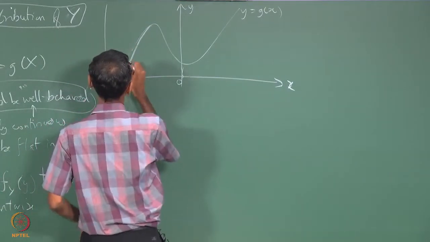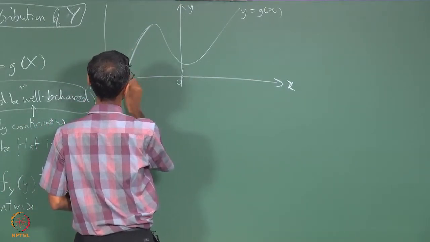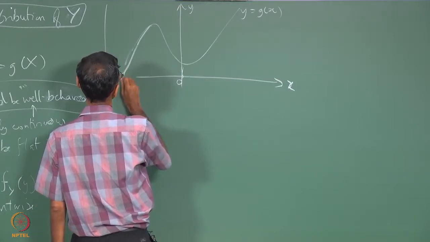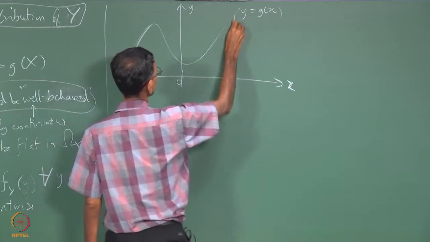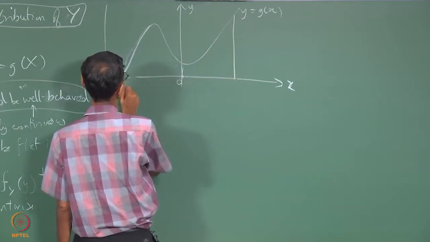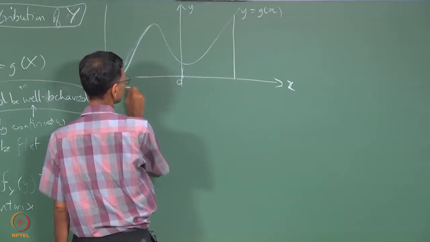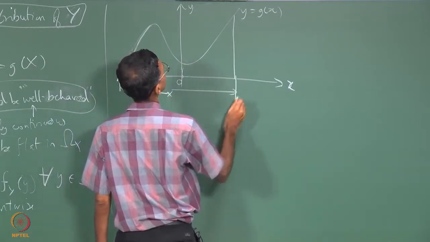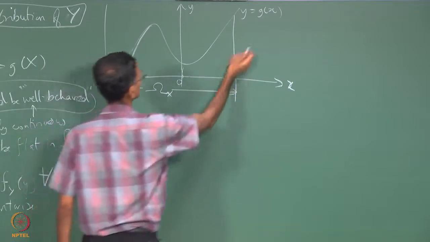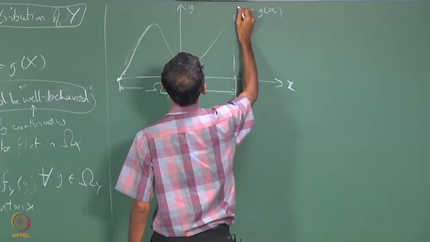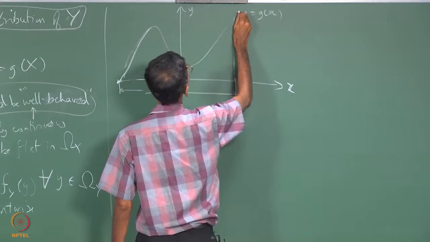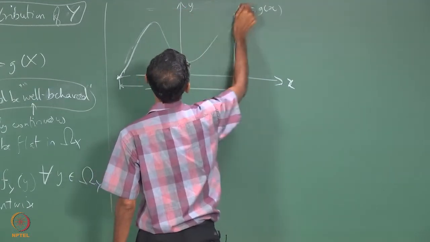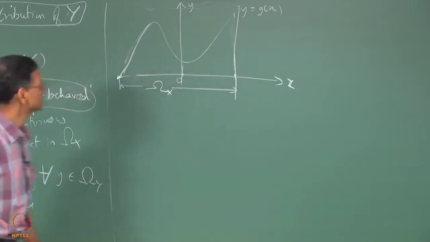Okay, and let us say that for the sake of argument, we have omega x maybe between here and here. Or maybe I should take this. Let me take this point above this, just so that I have some variation. Right?